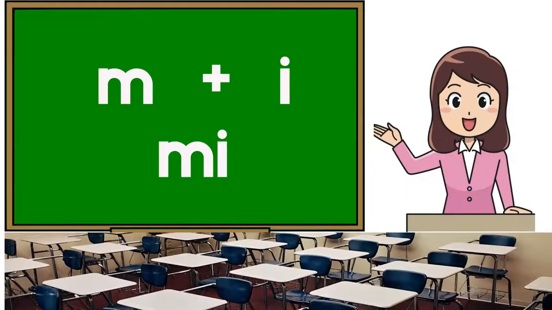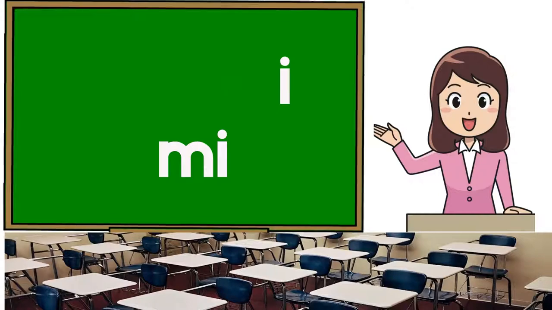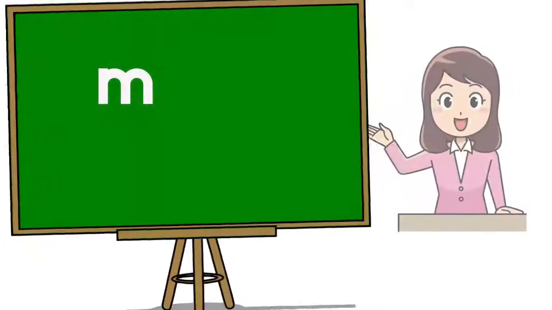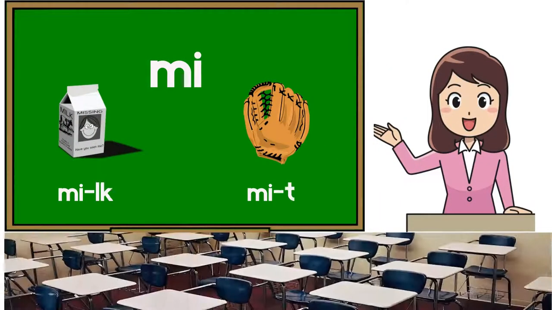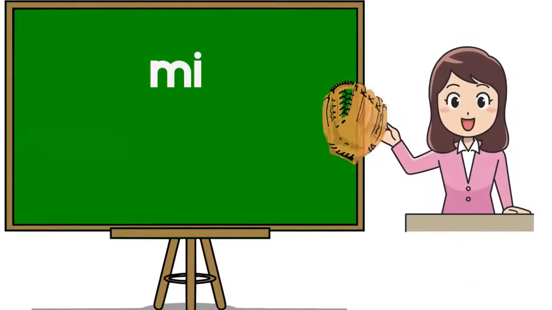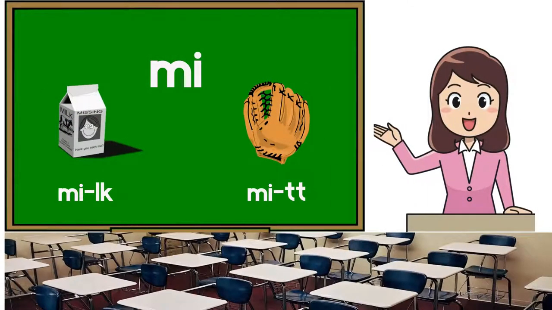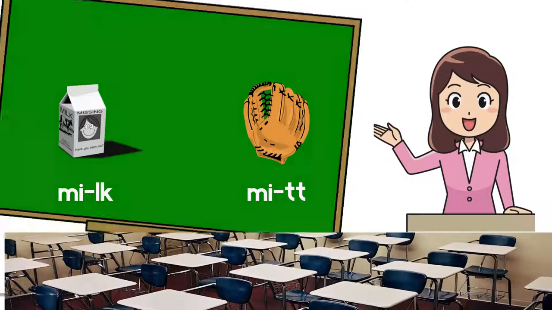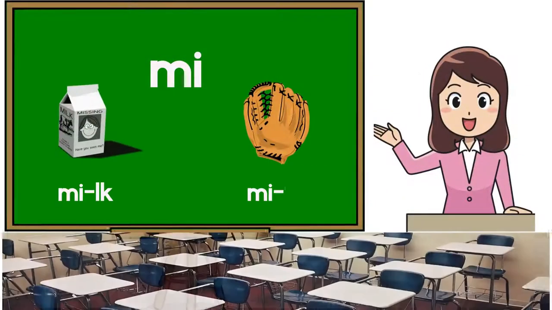I. So when we combine it, we will say mi. Again, mi. Again, mi. Mi is for milk. Mi, mi, mi, milk. Mi is for meat. Mi, mi, mi, meat.